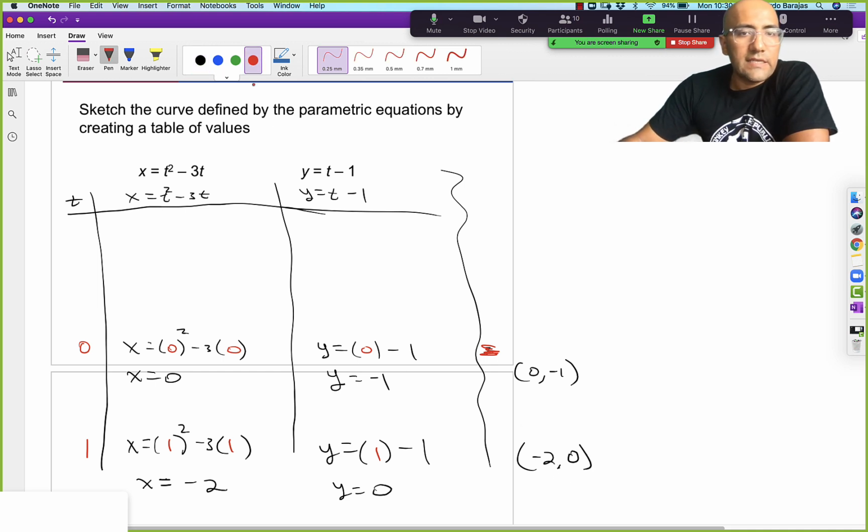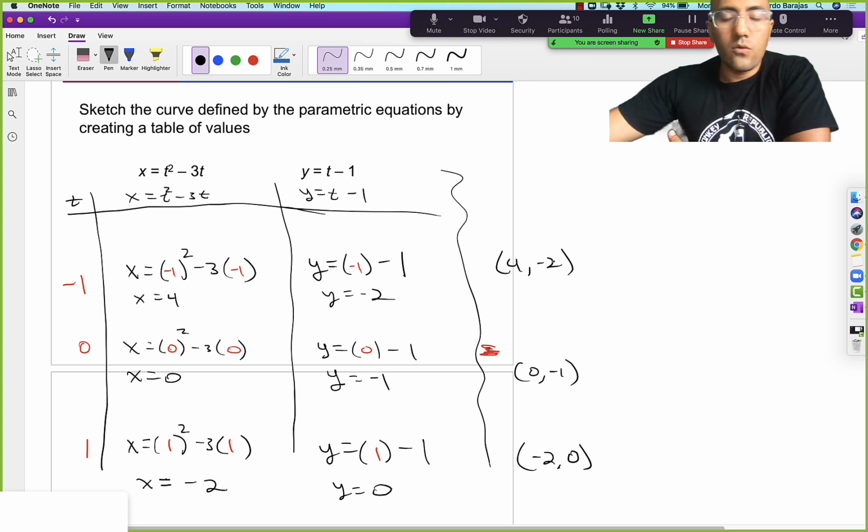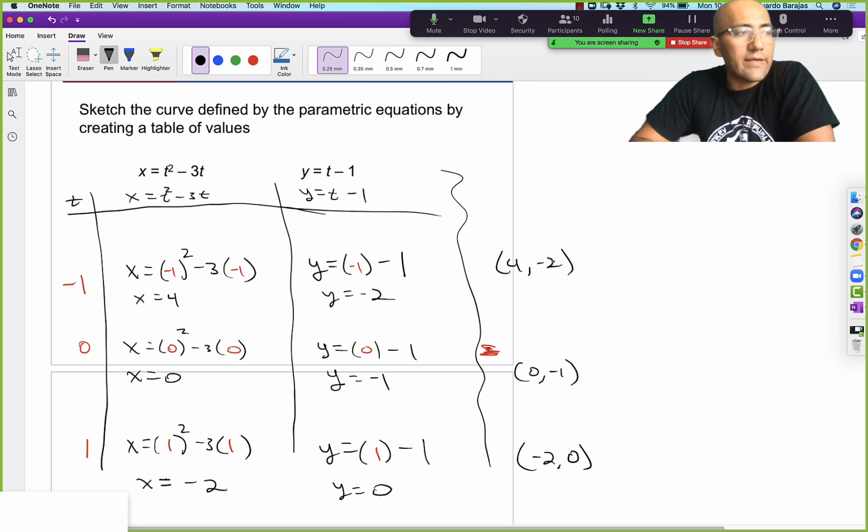Good. We can also let t be equal to a negative value, about negative 1. So then x equals blank squared minus 3 times blank, and y equals blank minus 1. And then we let this be negative 1. So that becomes positive 1 plus 3, so x equals 4. And over here we end up with y equals negative 2. So now we have the ordered pair 4, comma, negative 2. Okay, so far we have 3 points, and when we don't know anything else, we just keep going. Find more values of t.